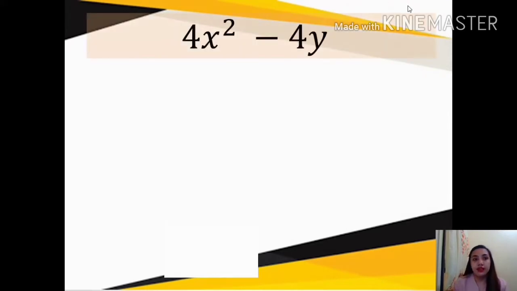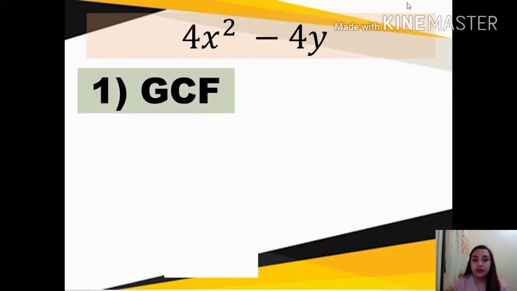Okay, again, kindly read the first example. Okay, got it. So it is 4x to the second power minus 4y. So the first step is to find the GCF of the common. So, based on the example, what number is common between the two terms? So you have 4x squared minus 4y. So all we have to do is to find the GCF.